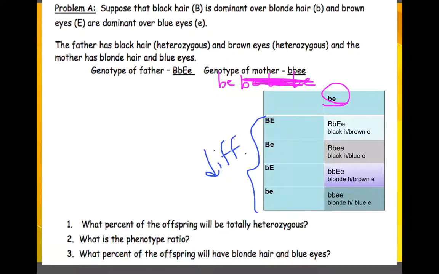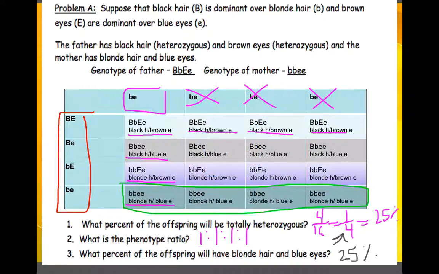So there's none that were repeating, so I couldn't cross any off for him. So what is the percent of offspring that will be totally heterozygous? This section is the only ones that are totally heterozygous, which is 1 out of 4, which equals 25%. That is the same thing that it equaled on this same problem, except I didn't have to reduce it.